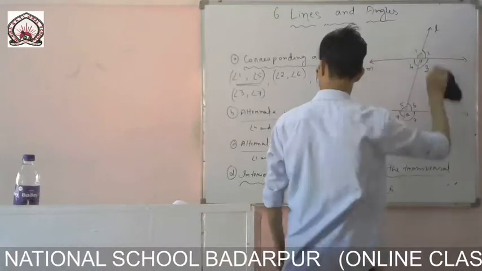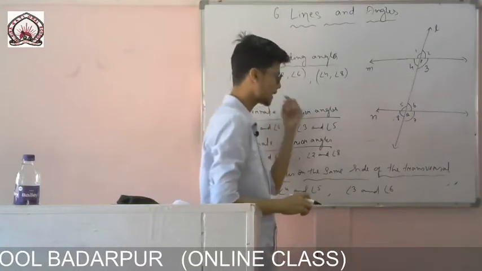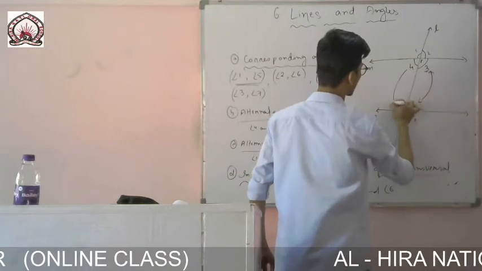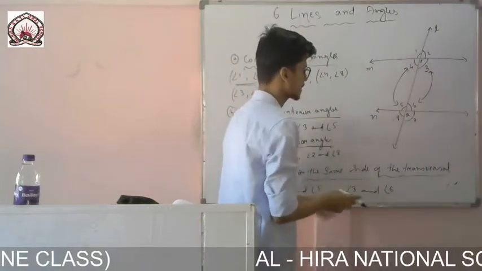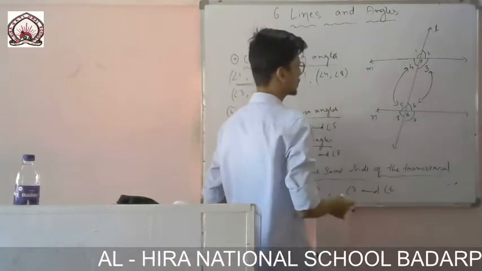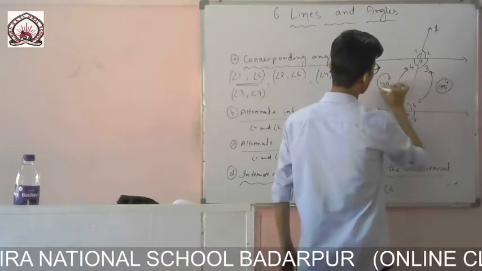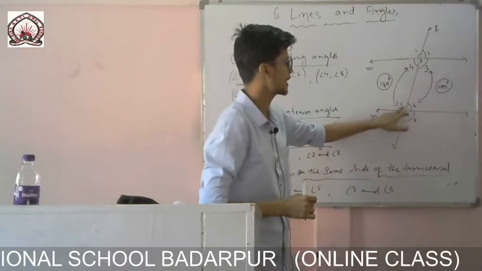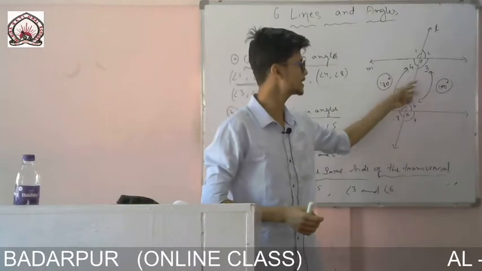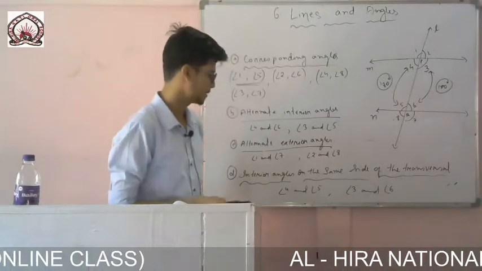Then comes co-interior angles, that is interior angles on the same side of the transversal, that means same side, this one 3 and 6 here, and they are 4 and 5. They are not equal, but there is a relation like this, that the sum of these co-interior angles is supplementary, that is if I add them, then I will get 180 degree. Angle 4 plus angle 5 will be 180 degree, angle 3 plus angle 6 also will be 180 degree. So co-interior angles are supplementary, okay.